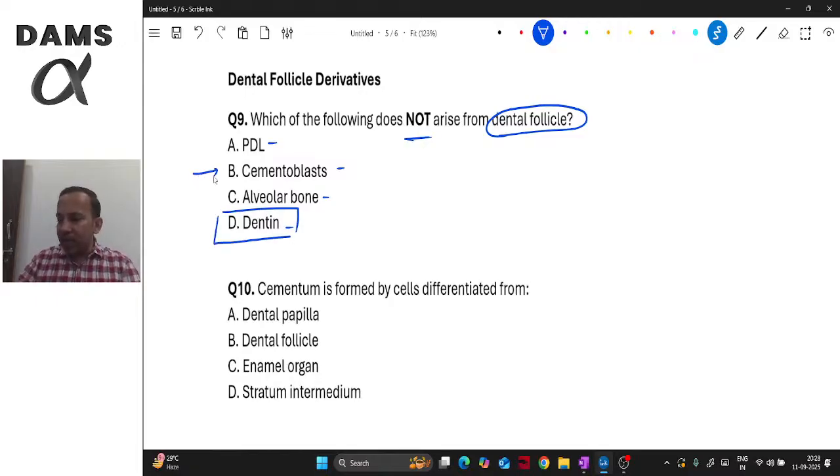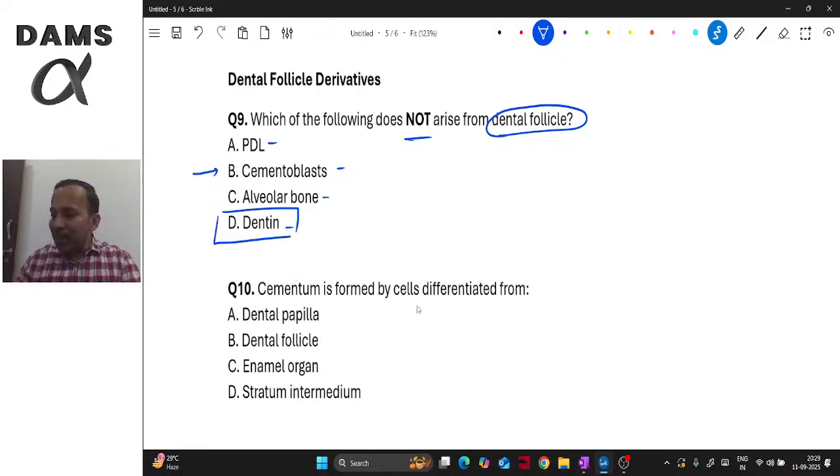Now here, instead of cementum, it says cementoblasts. Does it change anything? It doesn't change anything, because even the cementoblasts are derived from the dental follicular cells, and once the cementoblasts are derived from those cells, the cementum is secreted, isn't it? So yes, the cementoblasts arise from dental follicle and then the cementum is formed, right? Sometimes they may confuse you with such options.